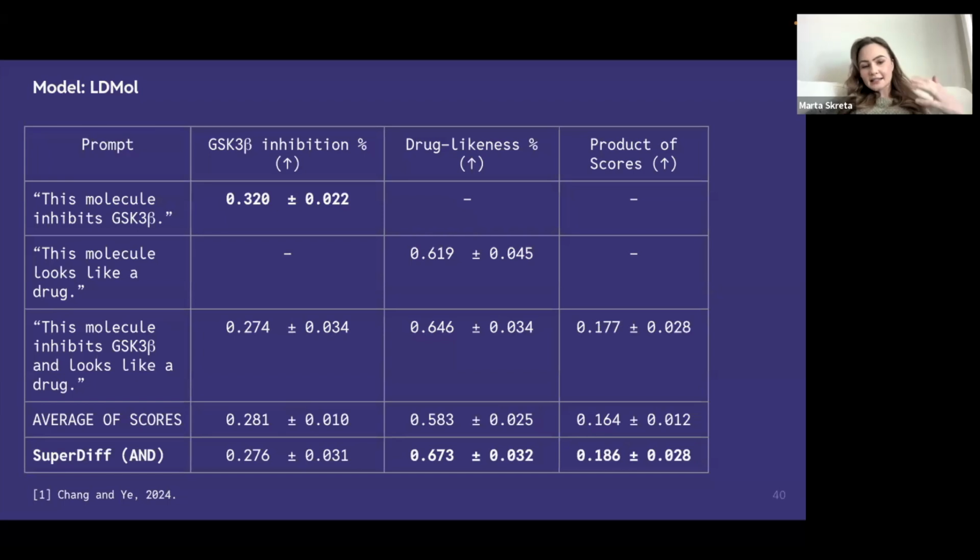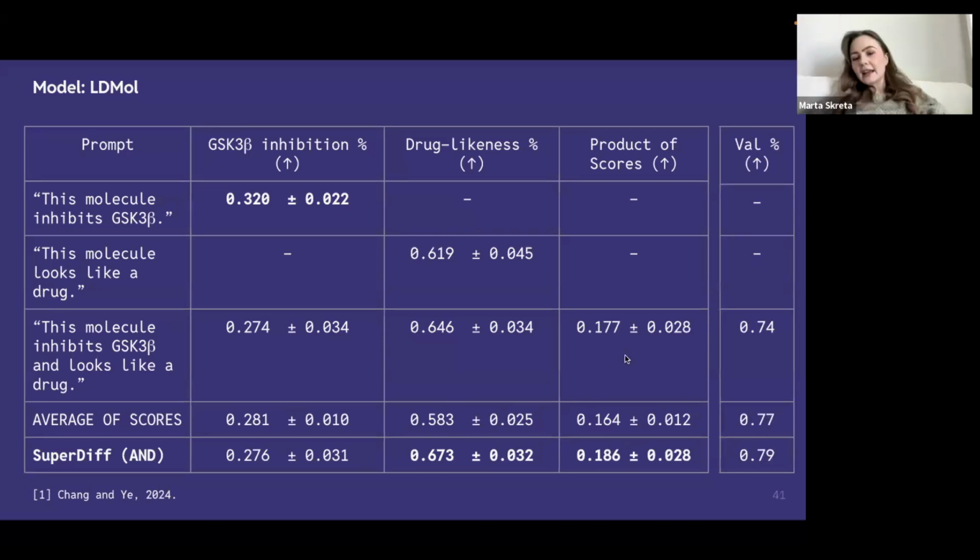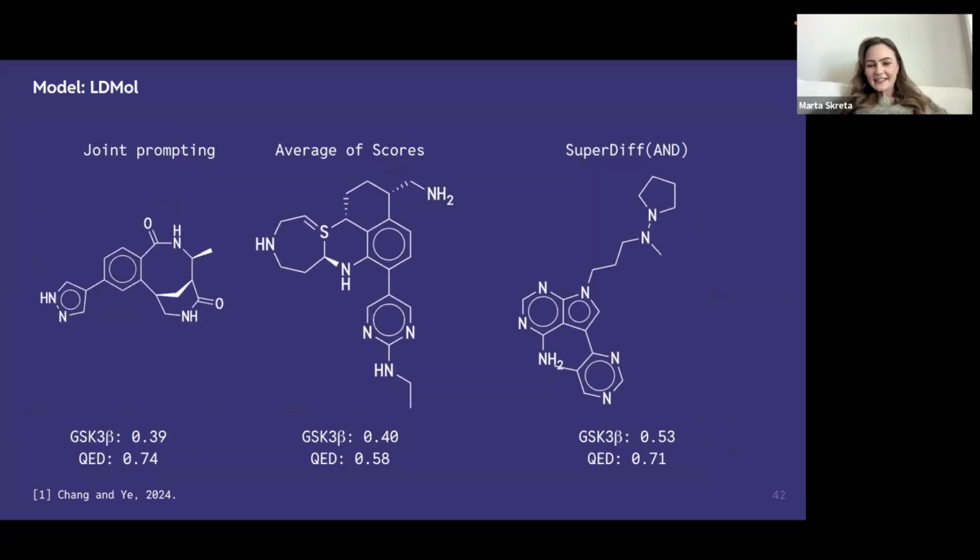So this is nice in the sense that we are going towards maximizing the values of the individual properties. And another thing I wanted to point out is that the validity of the molecules also increases. So with our method, we're able to generate molecules that have a higher product of the scores, and we're also able to generate more valid molecules. So we have a higher shot of discovering a new drug. Hopefully, that's the dream. And this is also just an illustration of the top molecules from each model.